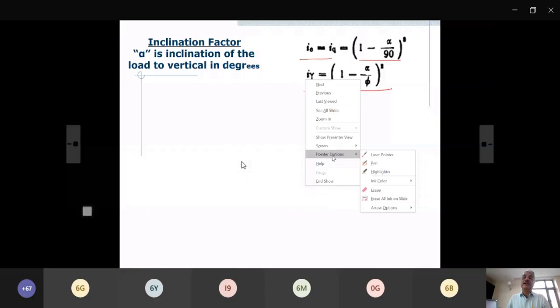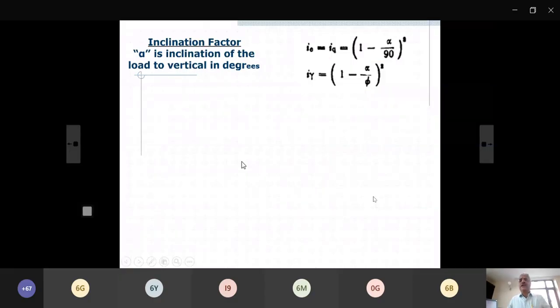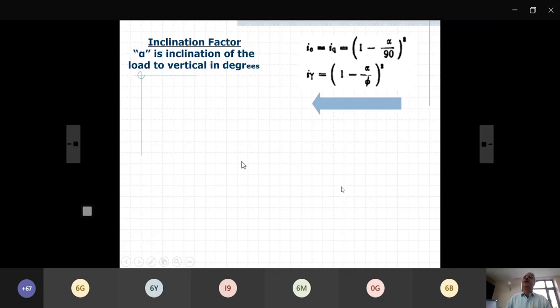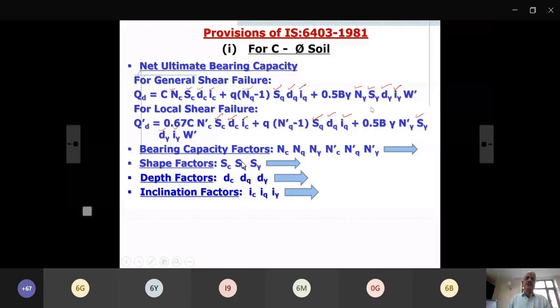So these are Ic, Iq, I gamma, and whatever is taken in the IS code is there in every code of the world. That is basically given by Terzaghi, and then Peck and Meyerhof and these people have modified them. So worldwide this is what is followed. Okay, now there is one more thing which comes here, W dash in the third term. In the gamma component there is a W dash.